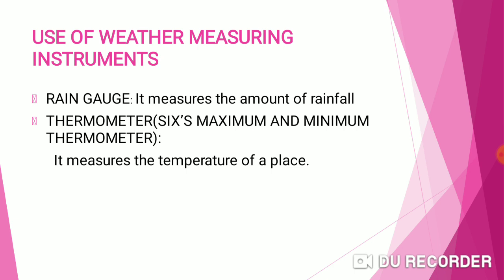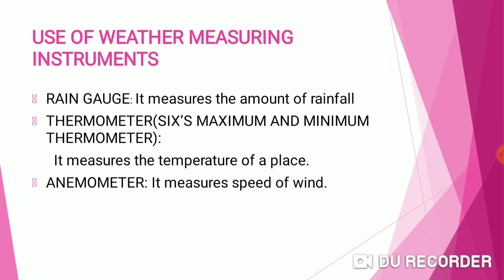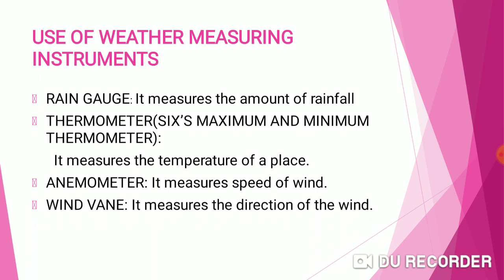All right, let's move on to the next instrument, anemometer. What is the function of an anemometer? It measures the speed of wind. So take notes, anemometer. Then lastly, the wind vane. What is the function of the wind vane with the arrow on the cardinal point? Good. It measures the direction of the wind. I hope you are following the lesson, my students.